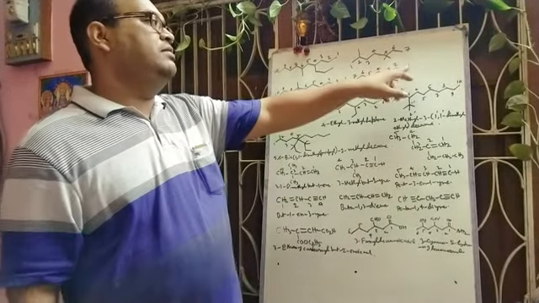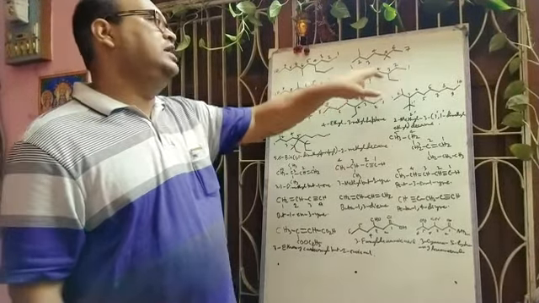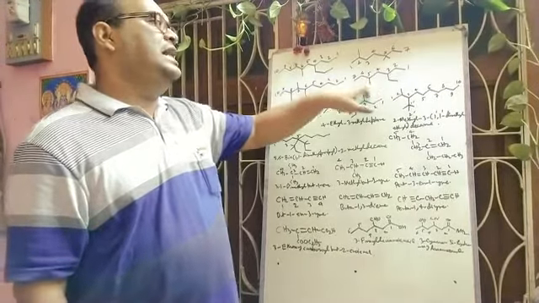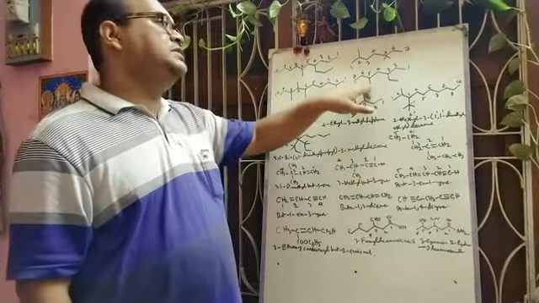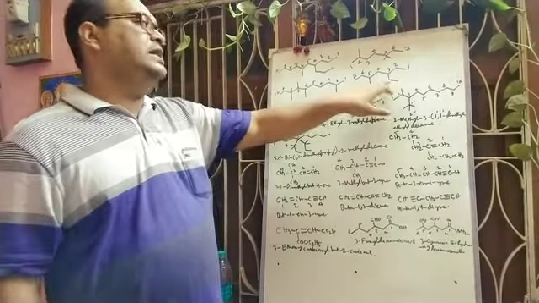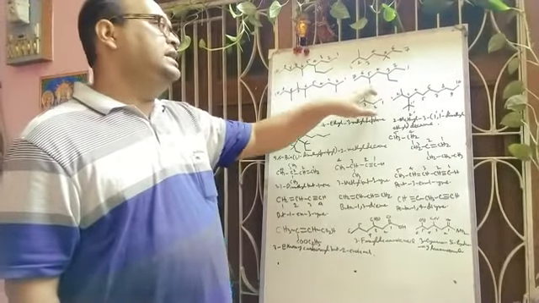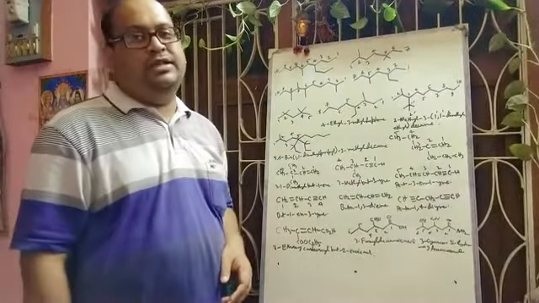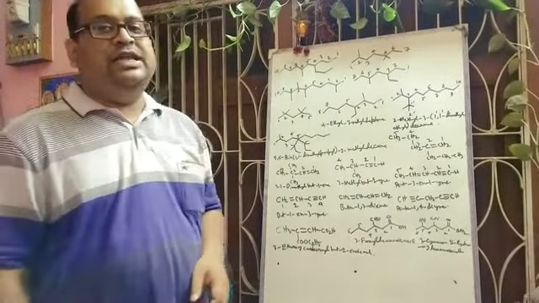So here we number from this side 1, 2, 3, 4, 5, 6, 7. Methyl and ethyl. E has alphabetical preference compared to M. So we are giving 3-ethyl, 5-methylheptane. That you have to give in this way. Next one is the numerical prefix.